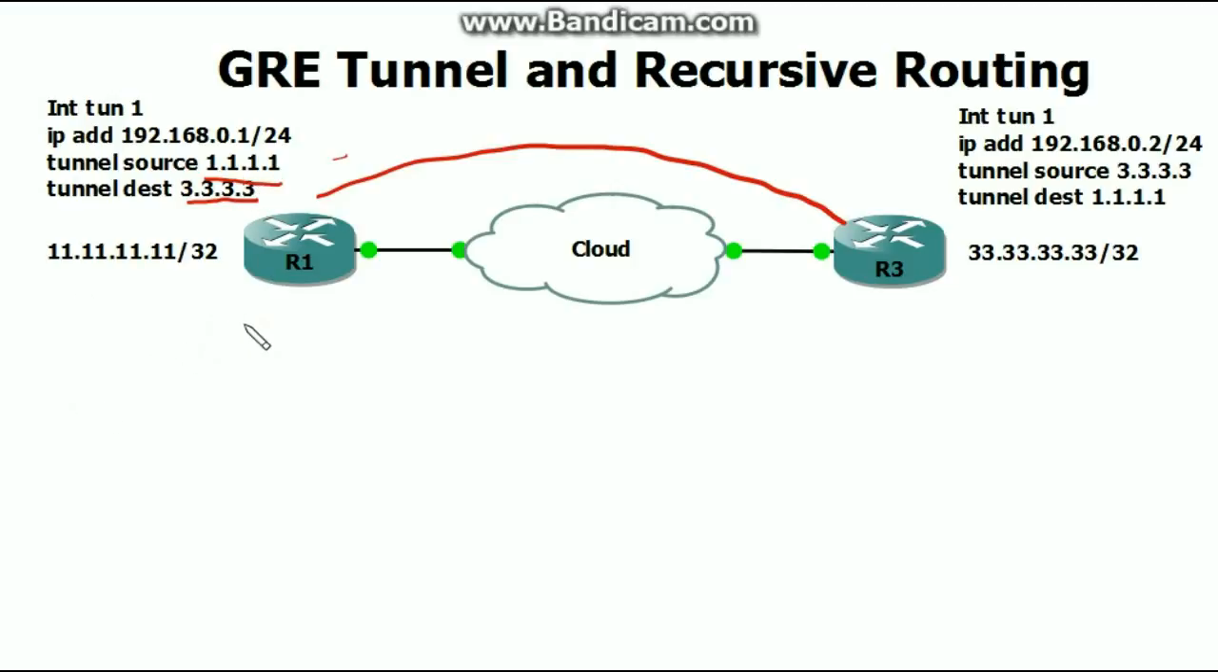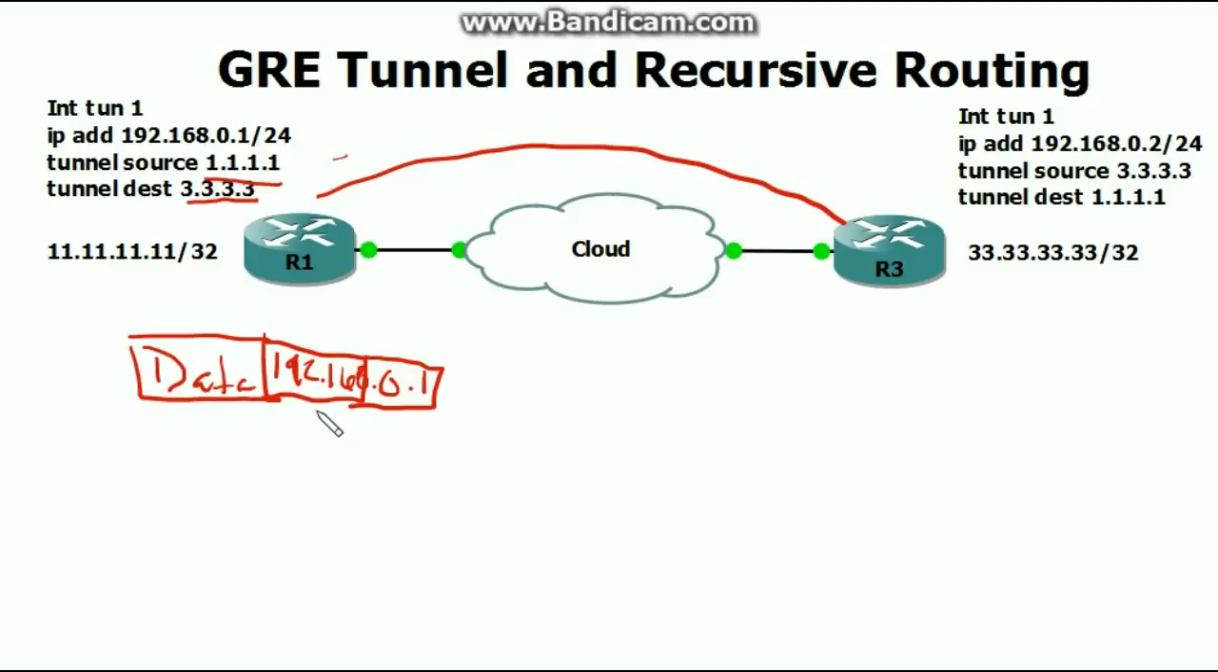Now, if we actually look at this in a packet format, you'll have your data here, and then we'll just package that. Then you'll have your tunnel interface IP address. So then this would be the 192.168.0.1. That'll be in there as the source IP address, and then the destination is actually going to be 0.2. And we'll just go ahead and package that up.